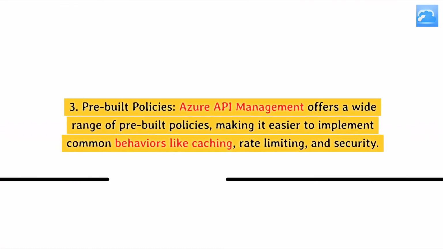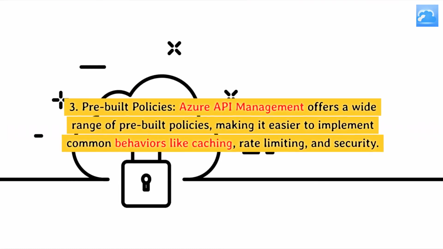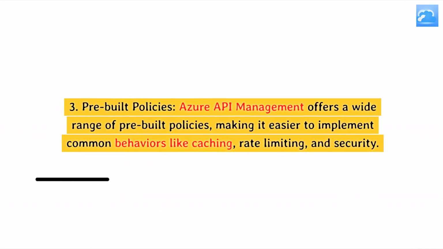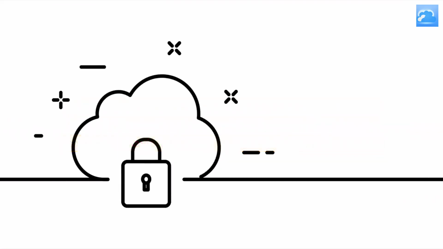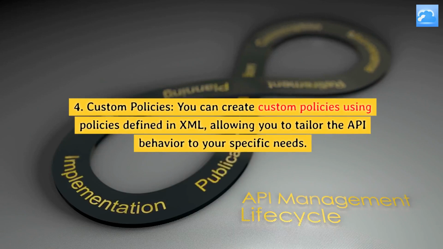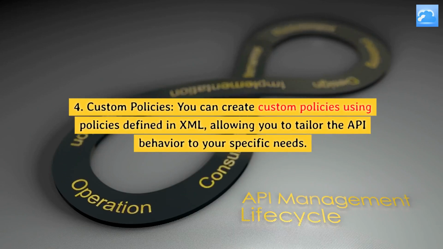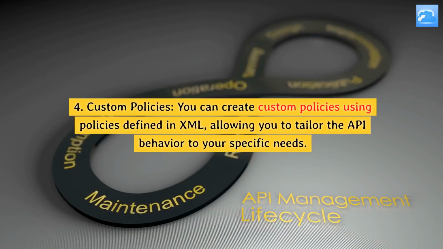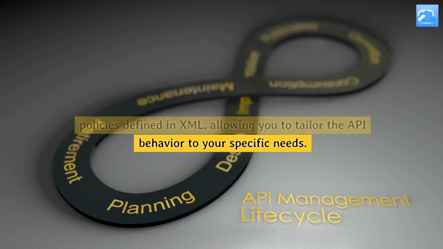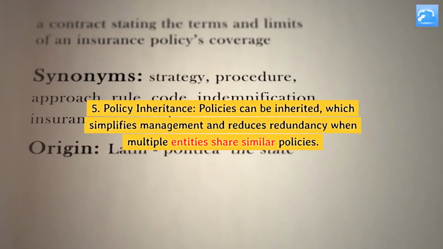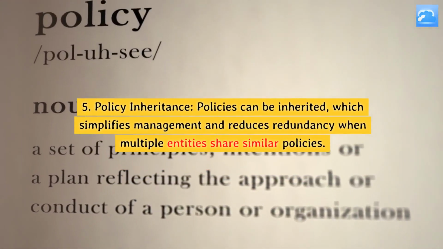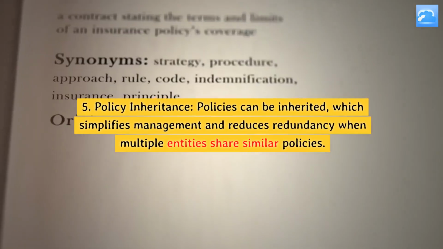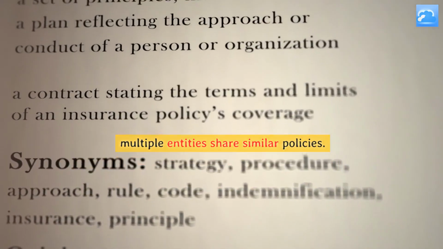3. Pre-built policies. Azure API Management offers a wide range of pre-built policies, making it easier to implement common behaviors like caching, rate limiting, and security. 4. Custom policies. You can create custom policies defined in XML, allowing you to tailor the API behavior to your specific needs. 5. Policy inheritance. Policies can be inherited, which simplifies management and reduces redundancy when multiple entities share similar policies.